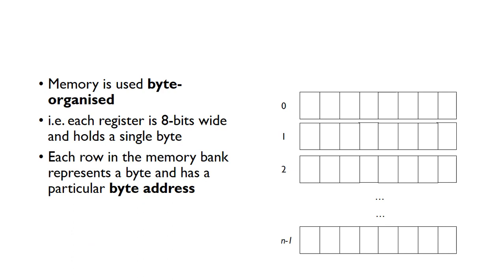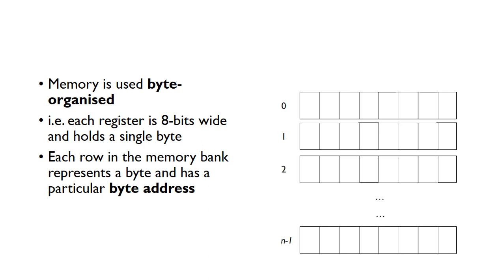Memory is usually byte organized, so each memory address stores a byte. Each bit is not addressed individually. An address corresponds to a byte. So if it's byte organized, each memory address refers to a particular register, and that register would be 8 bits wide and hold a single byte. Each row in the memory bank represents a byte.